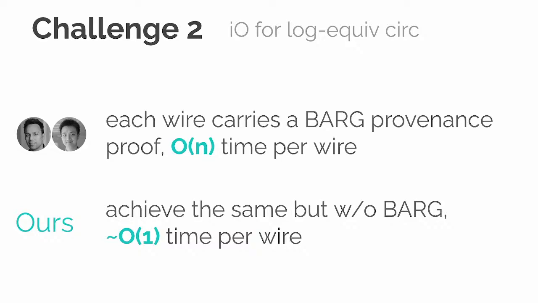But the problem is that computing the BARK takes linear time, because you need to compute some hash over all of the previous wires that it depends on. So every wire takes linear time, and you have, let's say, a linear number of wires, so that is another quadratic factor.